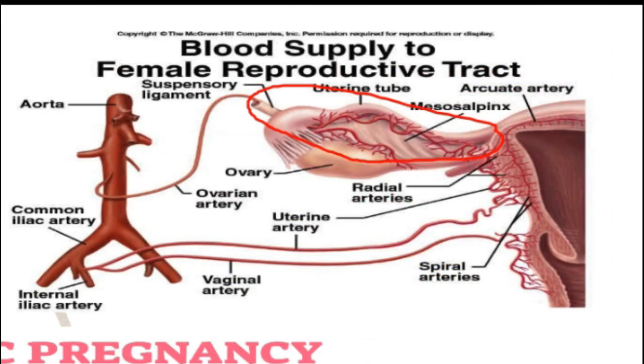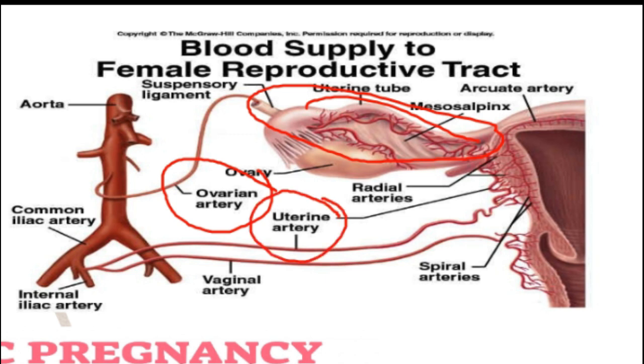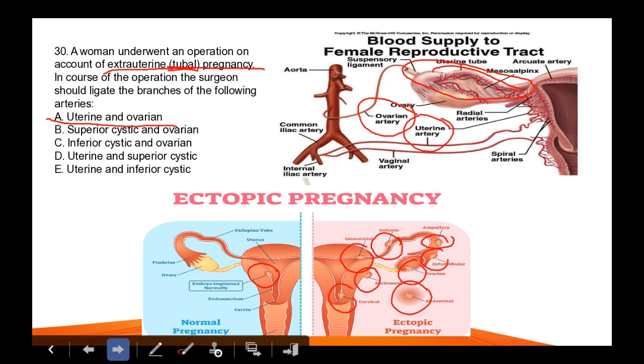And in order to stop a bleeding or to prevent a bleeding, you can see here the ovarian artery supplies not only the ovary but also the fallopian tube, and also the uterine artery supplies the uterus and also the fallopian tube, as you can see here. So the fallopian tube is found between these two arteries. That's why the surgeon should ligate them to prevent any hemorrhage.